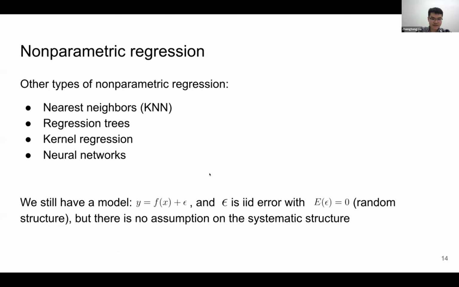And also there are some other types of non-parametric regression, like nearest neighbor, regression trees, kernel regression, and even neural networks. So in summary, if I want to link this non-parametric regression to our class, we still have a model where y equals f(x) plus epsilon, and epsilon is i.i.d. error with expectation 0. This is the random structure we learn, but there's no assumption on the systematic structure. So that's where non-parametric regression comes into place.